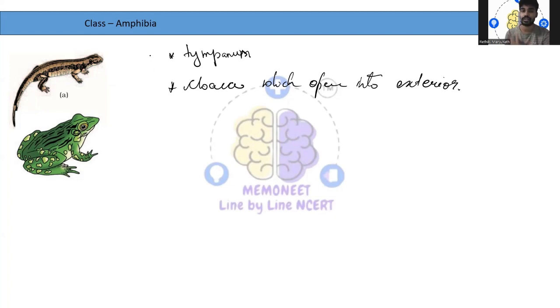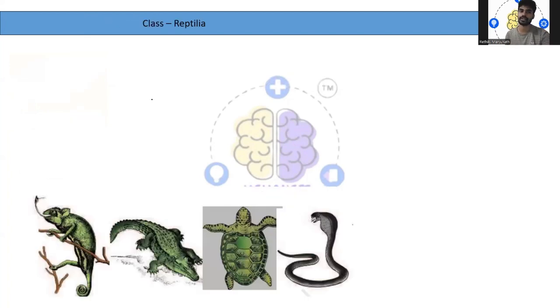Sorry, not crocodile. Almost all have a two-chambered heart here in amphibians. The three-chambered heart comes in reptiles, right? Sometimes we get confused or carried away while explaining. It's a human error, not a big deal. So these are the general examples of amphibians. What next? Next is reptiles.